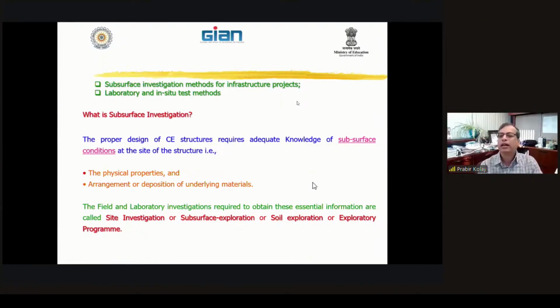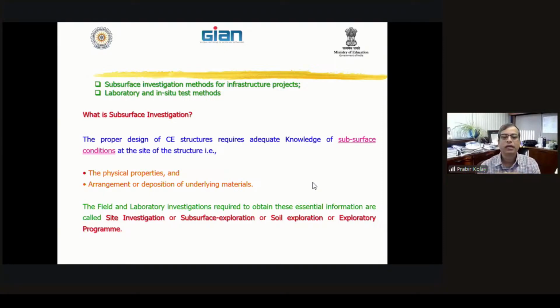Good evening, everyone. Again, thank you so much for joining this course. Today, I'm going to talk about subsurface investigation methods for infrastructure projects and the different laboratory tests or in situ tests generally done. This is the most important thing for any civil engineering project because we don't know what is below the ground, right? So we need to take out the soil sample and then characterize it. Mostly you bring the soil sample to the lab and characterize it. Sometimes you have to go to the site and do the in situ test.